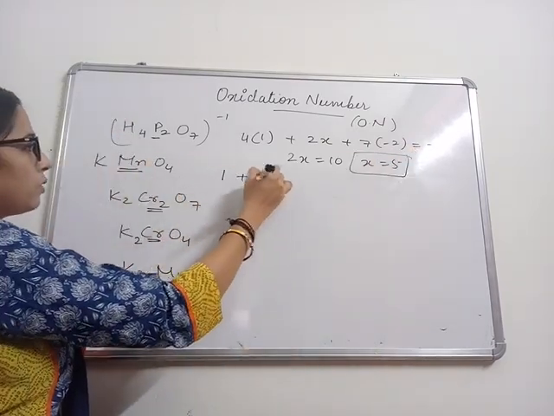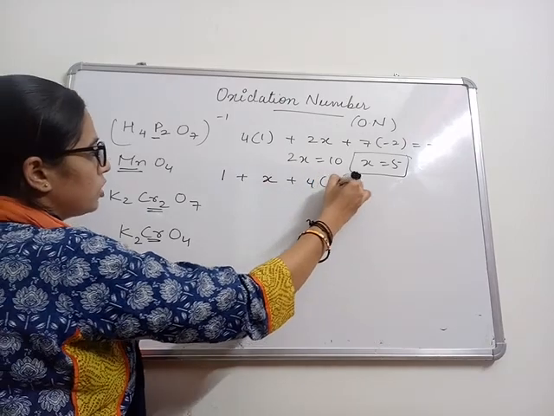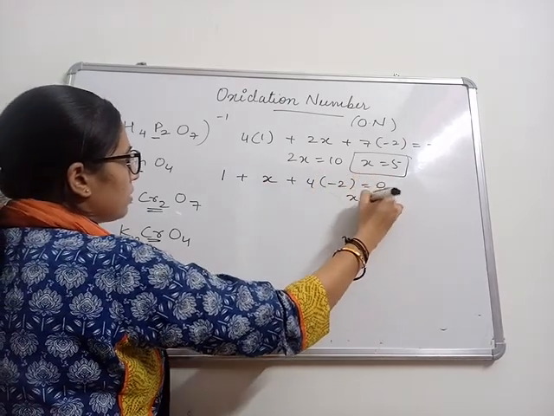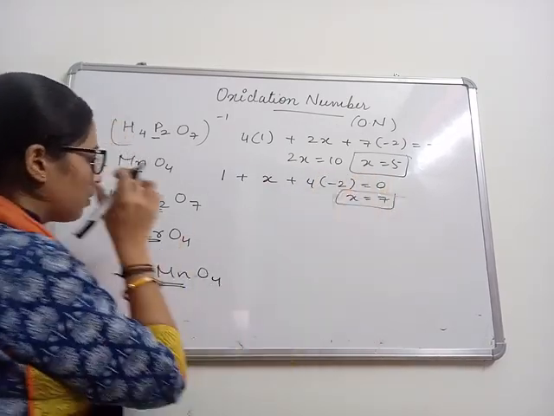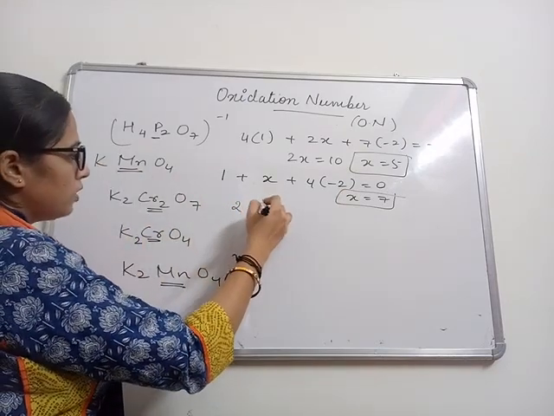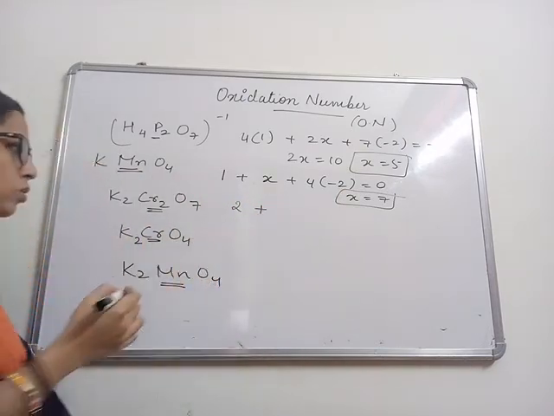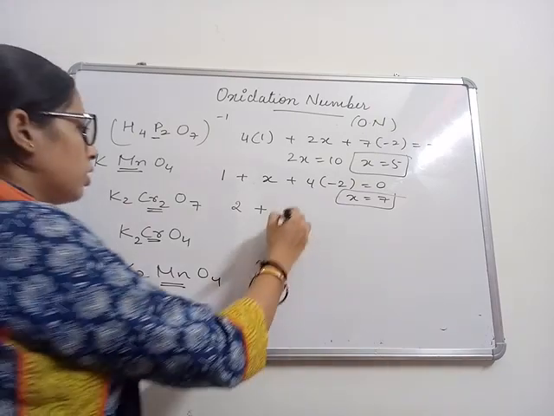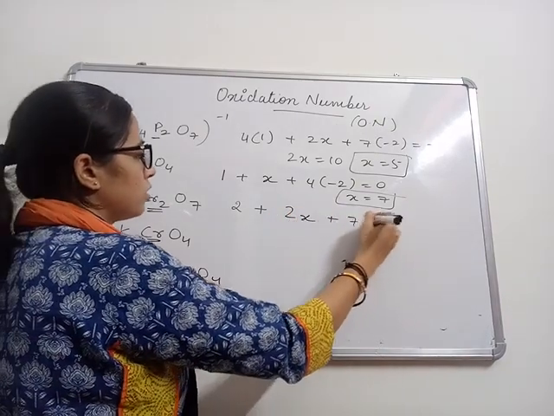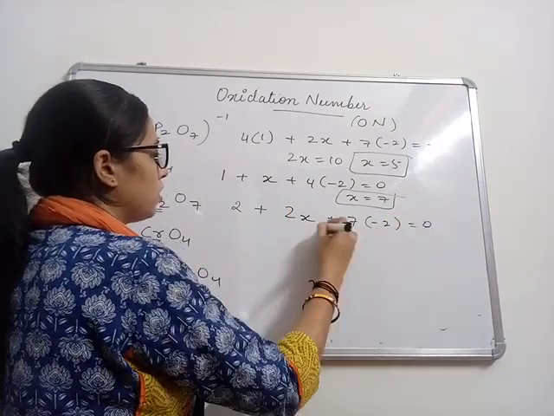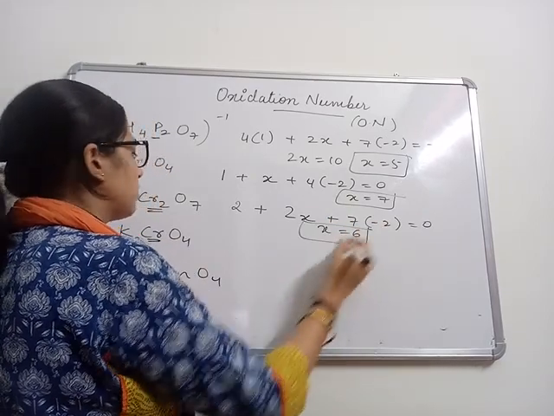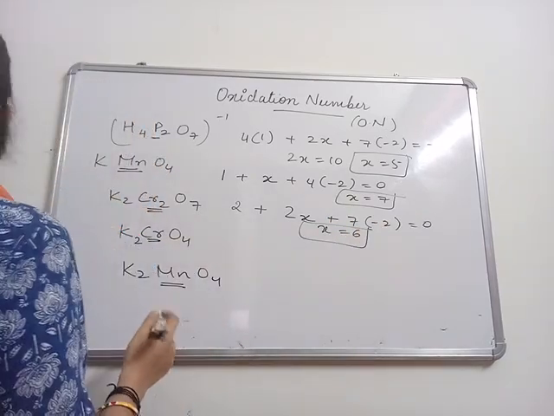KMnO4, K with +1, Mn don't know, 4 oxygen with -2. So x is in +7 oxidation state. K2Cr2O7, 2 potassium with +1 charge, so 2 into 1, 2. 2 chromium, so 2x, 7 oxygen, so 7 into minus of 2, 0. So x is equal to plus of 6. This is how we get the oxidation state.